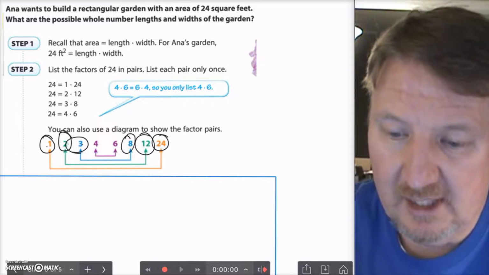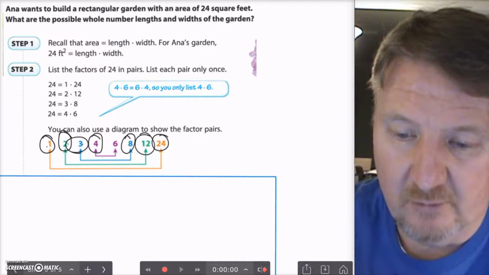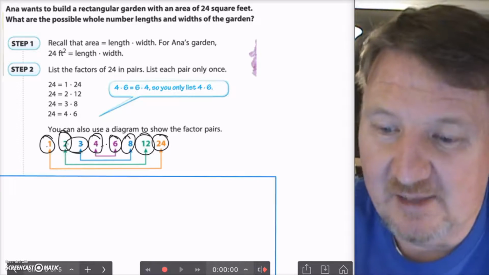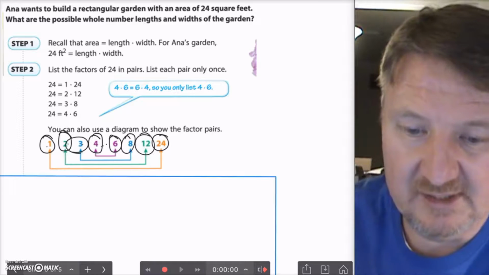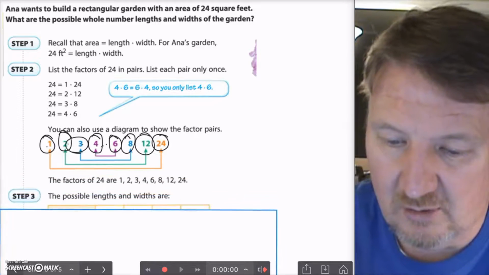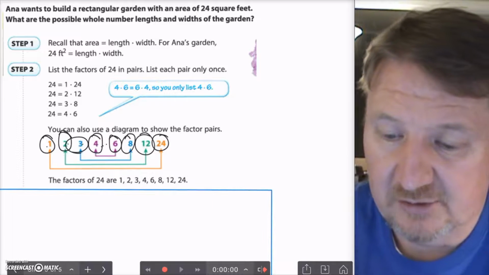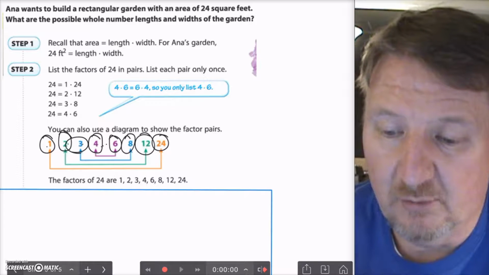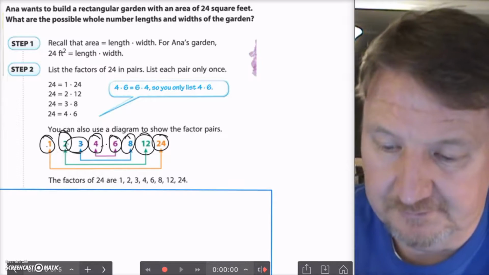So 3 times 8 is 24. And then 4 times 6 is 24. And then the only number I got left is 5. And I can't multiply 5 times anything to get 24. So that's it. That's all I have to do. And that lists all my factors. So it says the factors of 24 are 1, 2, 3, 4, 6, 8, 12, and 24.